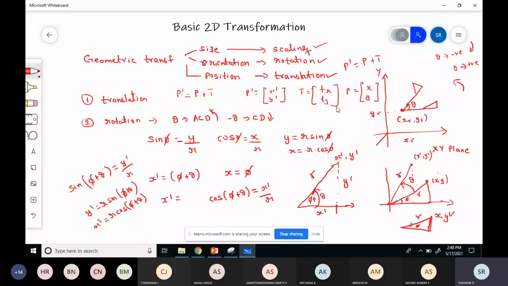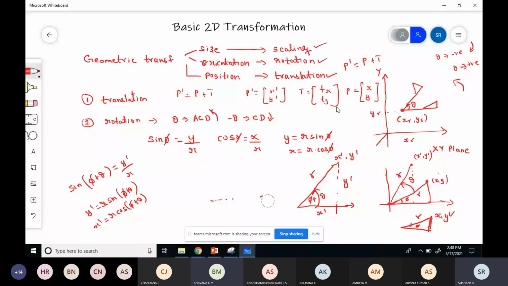Are you getting this point? Yes or no? Understood or not? So y dash, I'm getting it as r into sine of phi plus theta, and x dash, I'm getting it as r into cos of phi plus theta. Are you getting this? How I derived this? Yes or no?